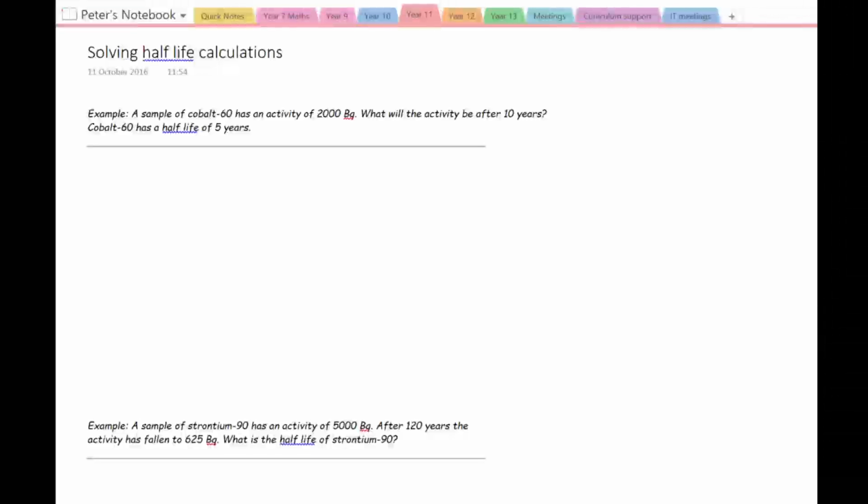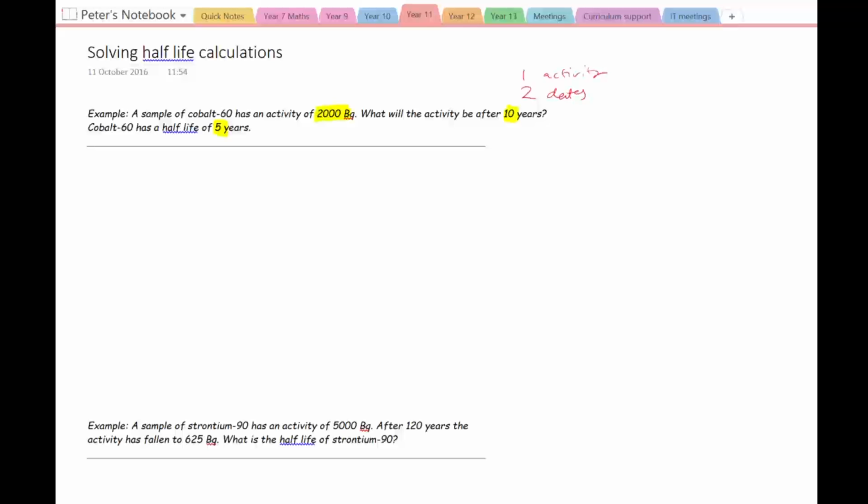Okay, to solve half-life calculations, you have to look very carefully at the question. There are only two types of questions. A question that has one activity and numerical information of two dates. So this is a type of question that has two dates and one activity. This is one type of question. We're going to deal with this one first.